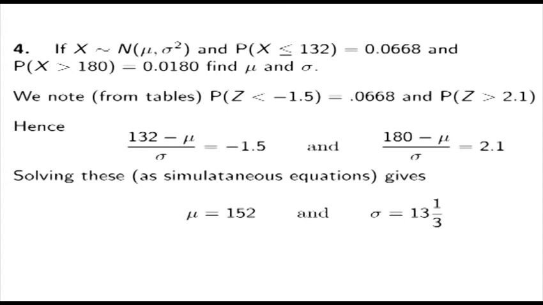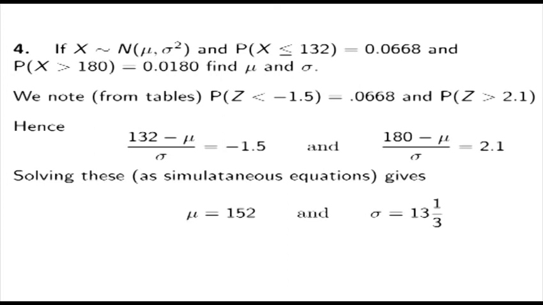And so we solve these. This is just two equations with two unknowns, which then gives the final values. Mu is 152 and sigma about 13 1/3. And again, it's worth a little sense check. We've got a number here, 152, which is somewhere in between 132 and 180, which is where you'd expect it to be, given these two small probabilities here, and a value sigma in some way reflecting the distance between these, which again shows it to be a plausible value.